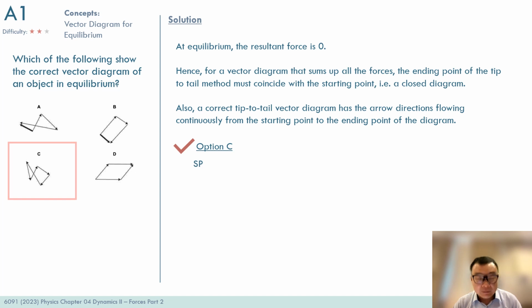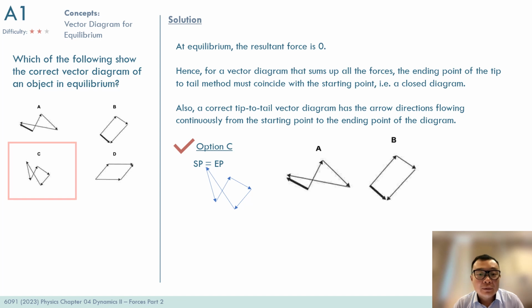We can just start with a random vector to start adding the vectors. So starting point, and notice that the arrows' direction flows continuously in one direction, and ultimately the last vector will end at the starting point. So this tells us that the resultant force is zero.